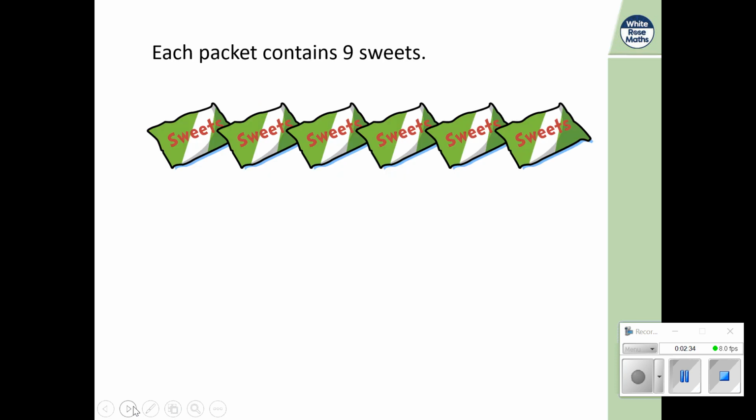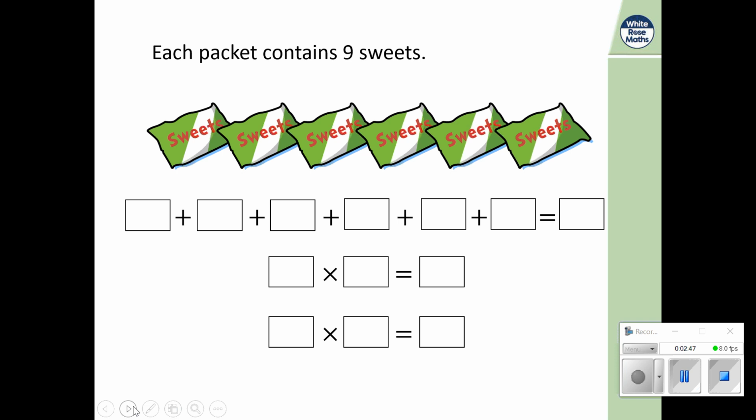Okay, we've got sweets this time. Some packets, and each one contains 9 sweets. So there are 6 packets of sweets. How many sweets will there be altogether? Have a think. Let's go. So we have got 6 packets of sweets. So we've got 9 add 9 add 9 add 9 add 9 add 9, 6 times, which is 54. 6 9s are 54. 9 6s are 54.